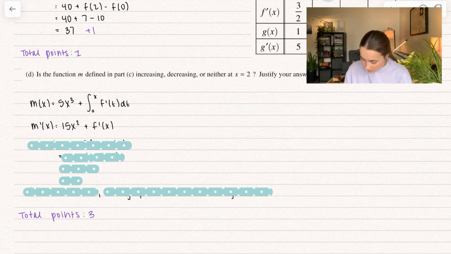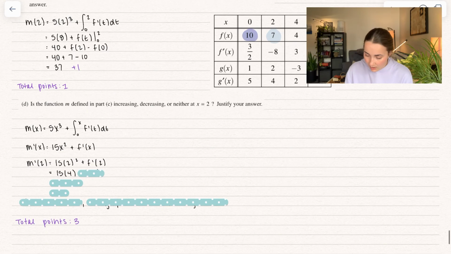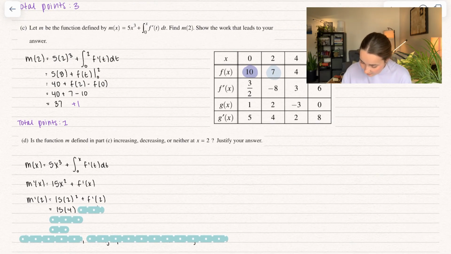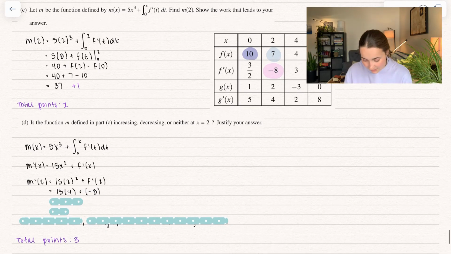Otherwise, we're going to move on forward here. What we want to do now is see if this is positive or negative. So let's go ahead and plug in 2. So we get 15 times 2 squared. That's going to be 15 times 4. Looking at our chart, we want to find f prime at 2, which is going to be negative 8. So we get plus negative 8. 15 times 4 is going to be 60 minus 8, and here we get 52.